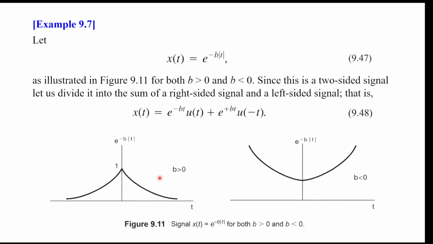And lastly, an example of this overlap. Our x of t is e to the minus b times the absolute value of t, and b can be positive or negative, and we plot them here. When b is positive, we have this double-sided exponentially decaying function. When t is positive, it is exponential decay, and when t is negative, it is also exponential decay. And when b is negative, we have this double exponentially growing function, like this.